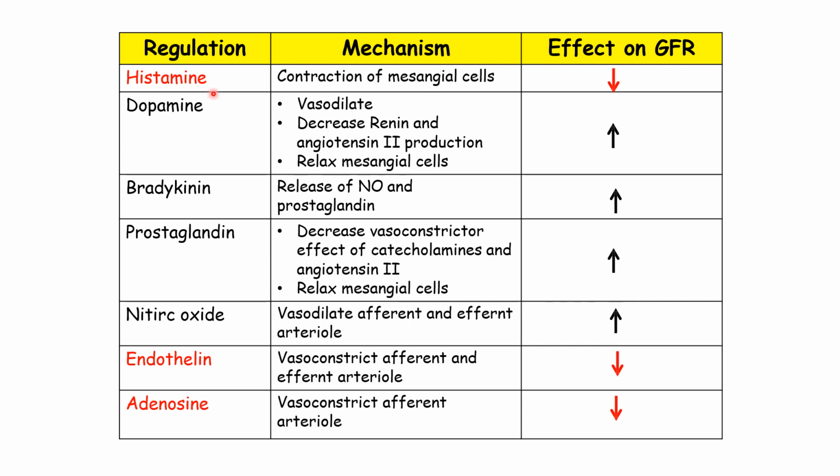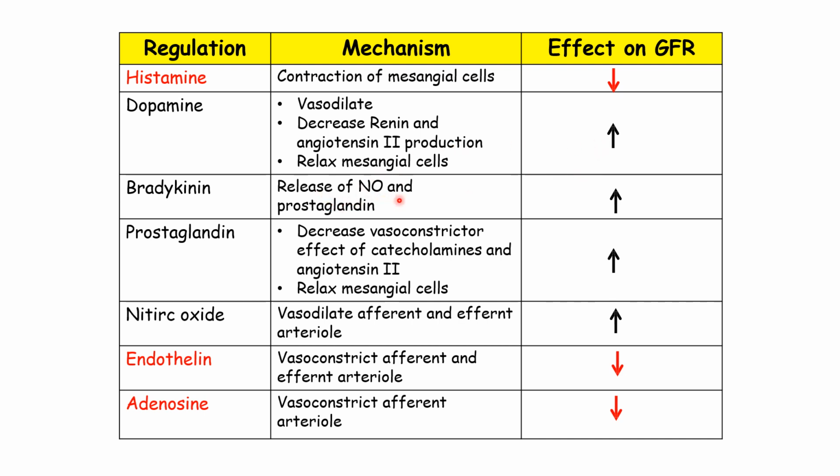So next, coming to this big list of hormones: histamine, dopamine, bradykinin, prostaglandin, nitric oxide, endothelin and adenosine. We have seen all these hormones in the local hormones class. So if you are not able to remember, just go back and check that once. Histamine causes vasodilation but contraction of mesangial cells, so it leads to decreased GFR. And dopamine causes vasodilation, decreased renin and angiotensin II production and relaxed mesangial cells, which again increases GFR.